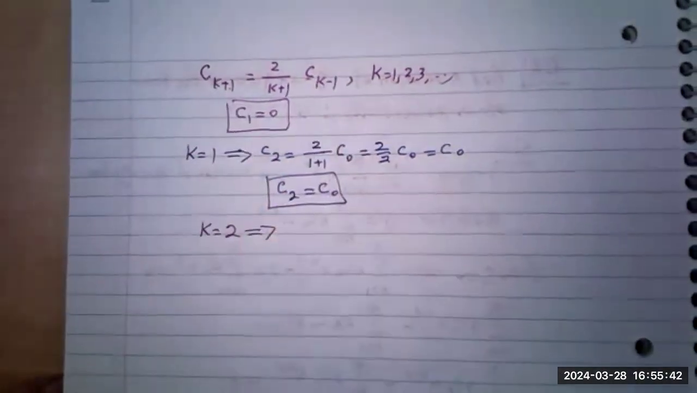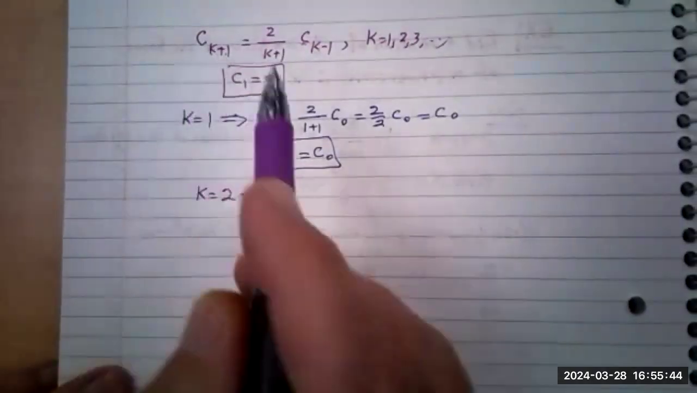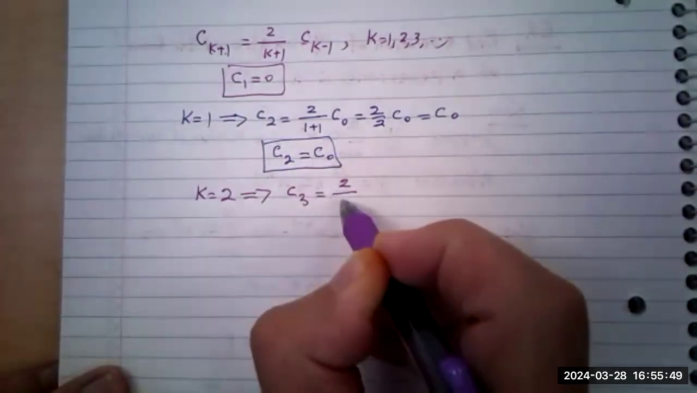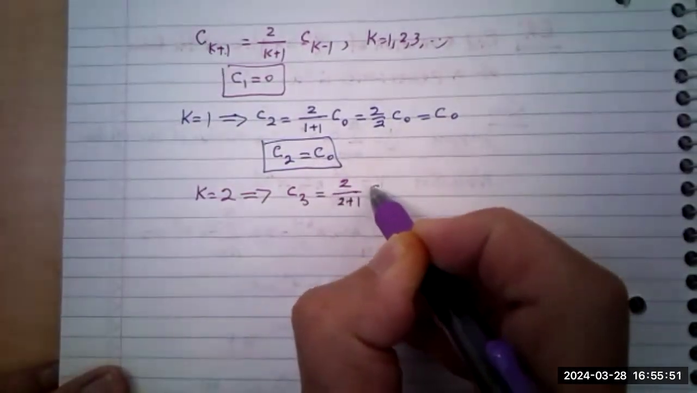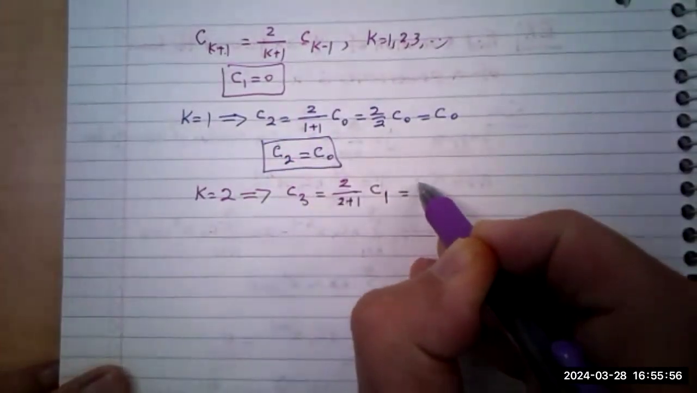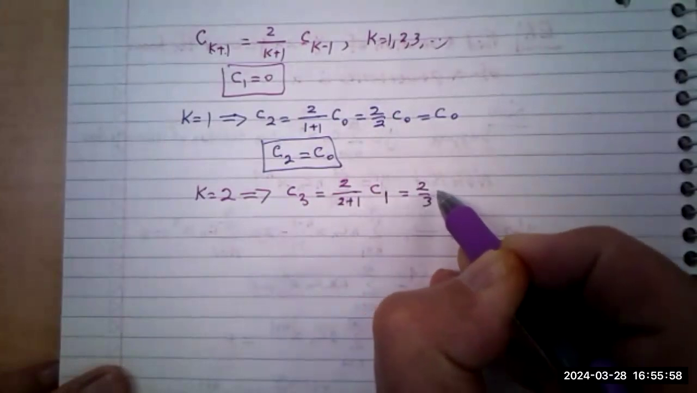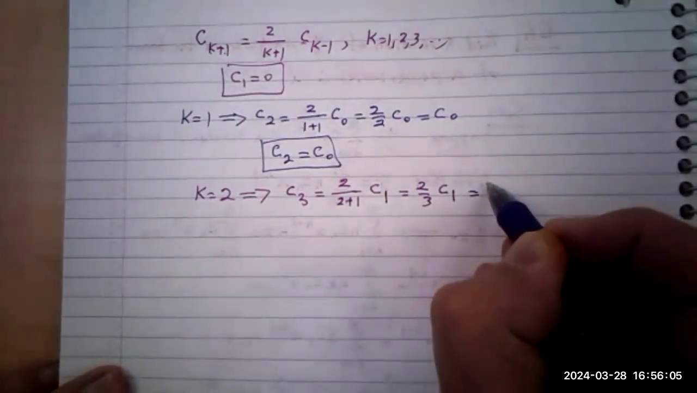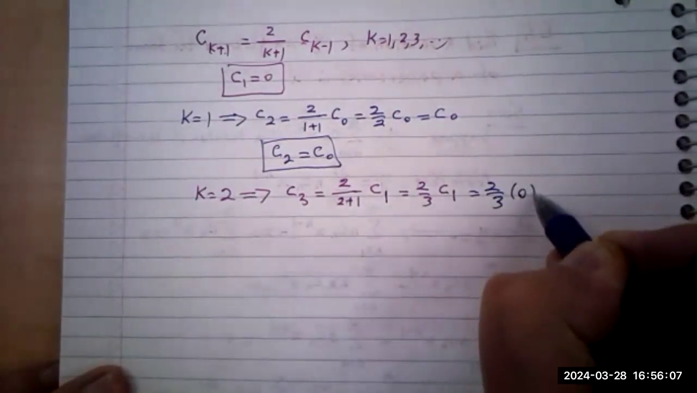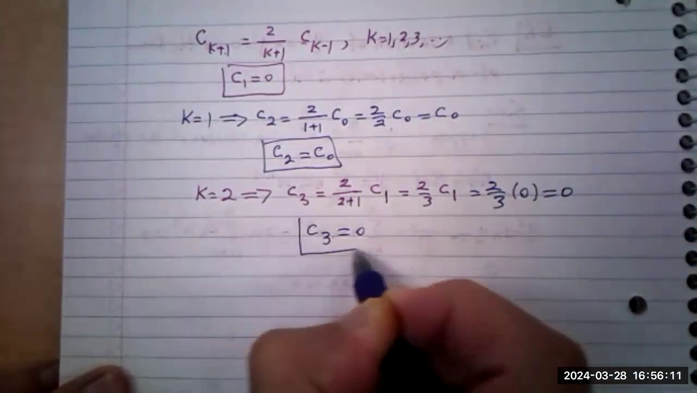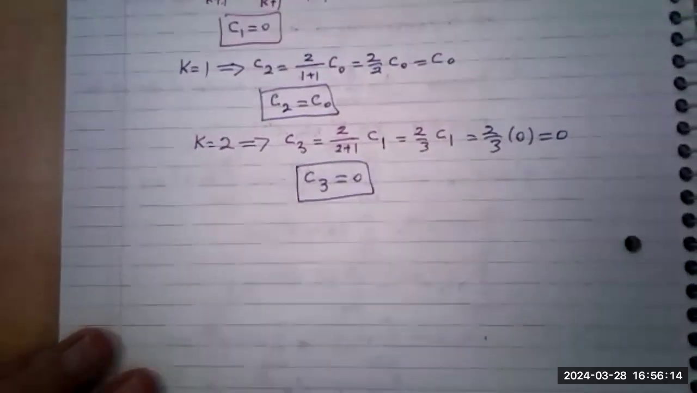Go to the equation, substitute k equal to 2. 2 plus 1 would be 3, so we get C3 equal to 2 over 2 plus 1 times C1. So that gives you 2/3 of C1. But remember, C1 is 0, so that gives you 2/3 times 0, which is equal to 0. So C3 would be 0. So there is no x cubed solution.